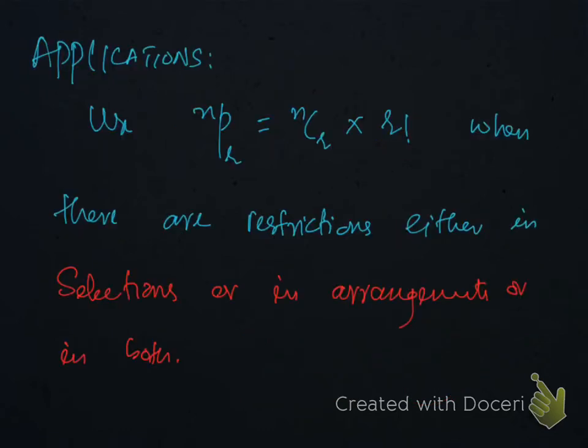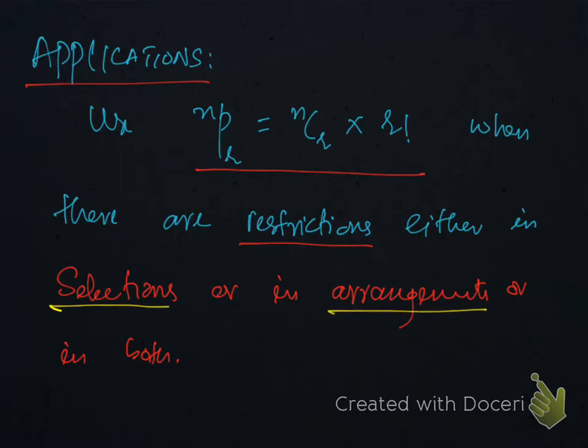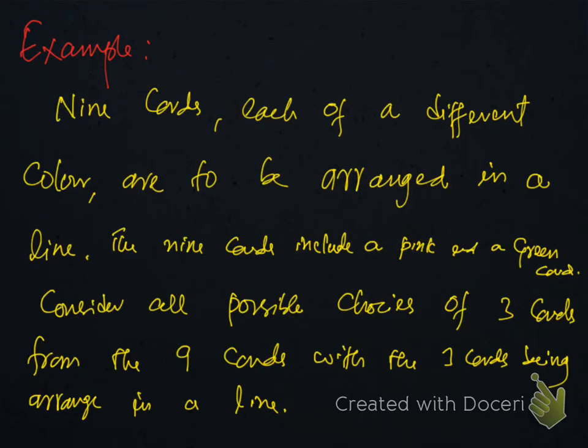Applications. We should use NPR, NCR over R factorial, this formula, when there are restrictions either in selections or in arrangements or in both. This is one of the best examples for this type of question when we have restrictions in both selections and arrangements.